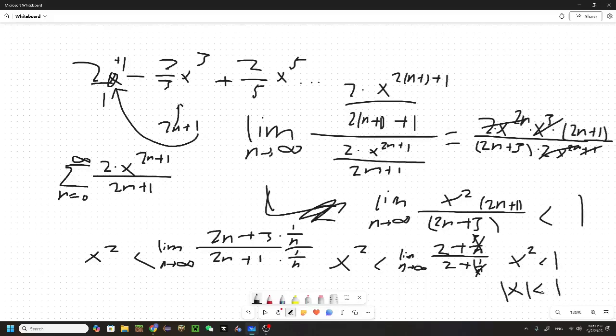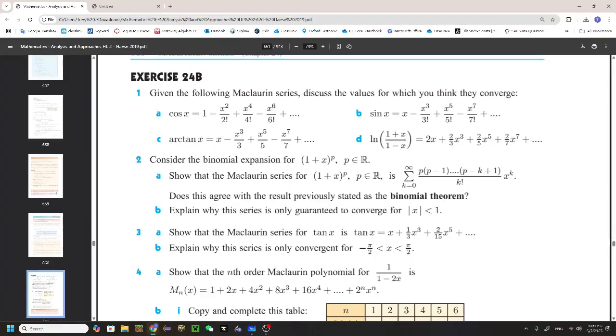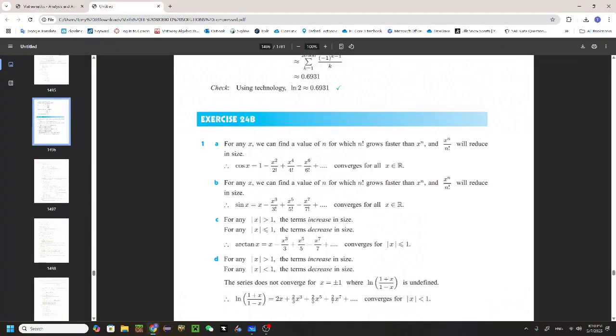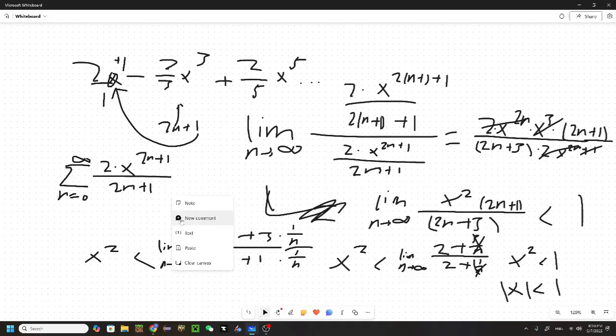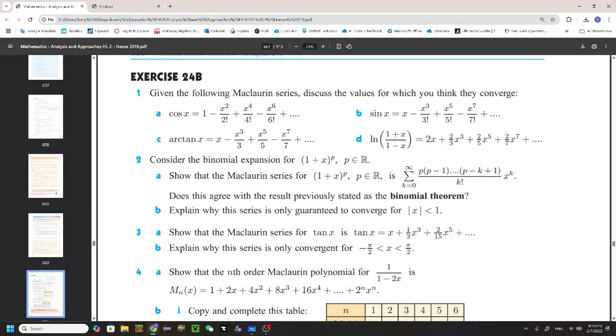And then we can put the absolute value because this is plus or minus. And yeah, let's see the answer key for this. And it looks like we're correct. Absolute value of x less than 1. Good job. Okay, let's see what else we got here in the textbook.